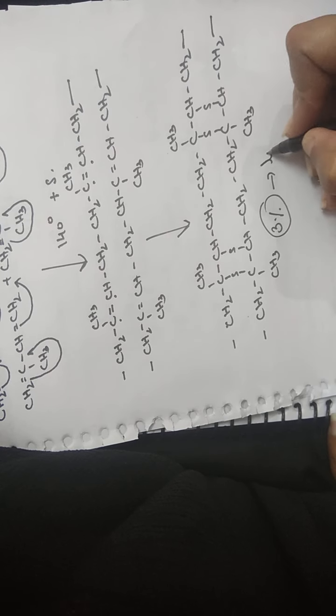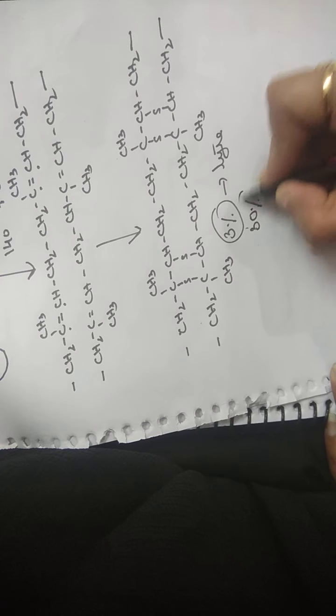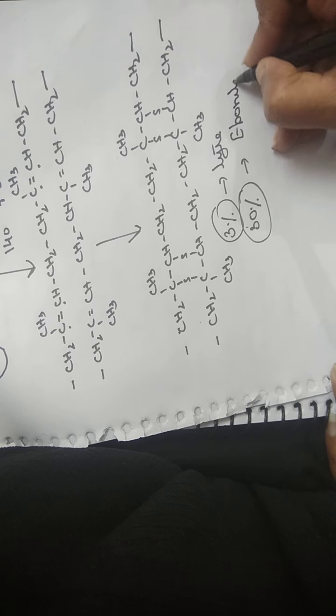If the sulfur present inside the rubber is 3%, then that rubber is used in tires. And if it is around 30%, then the rubber is known as ebonite. Ebonite is a saturated rubber. So this is the process of vulcanization.